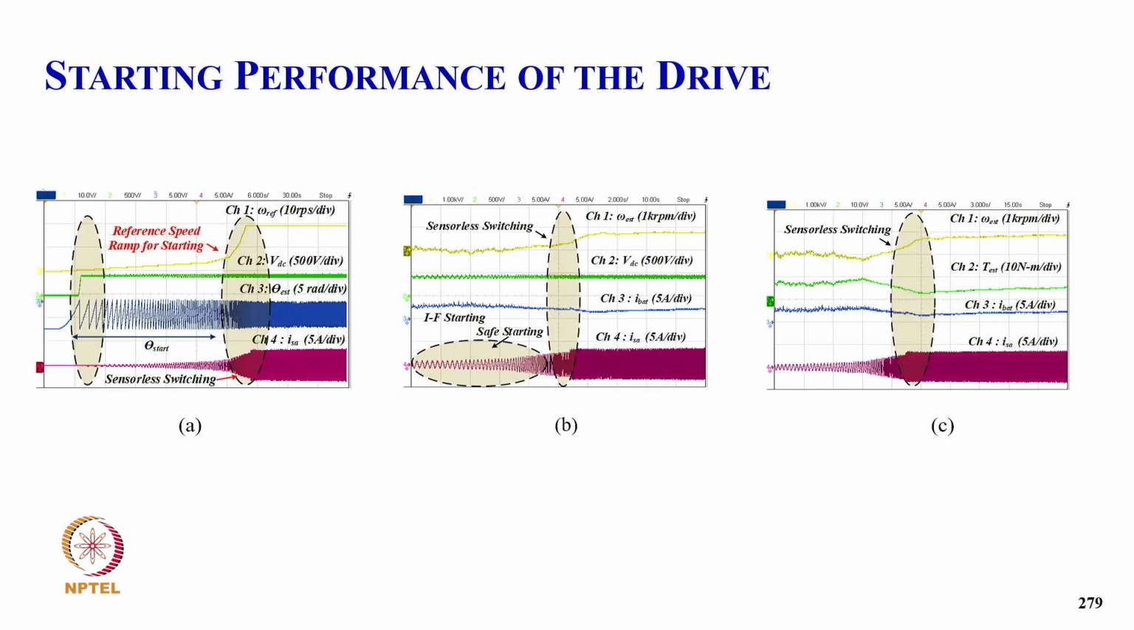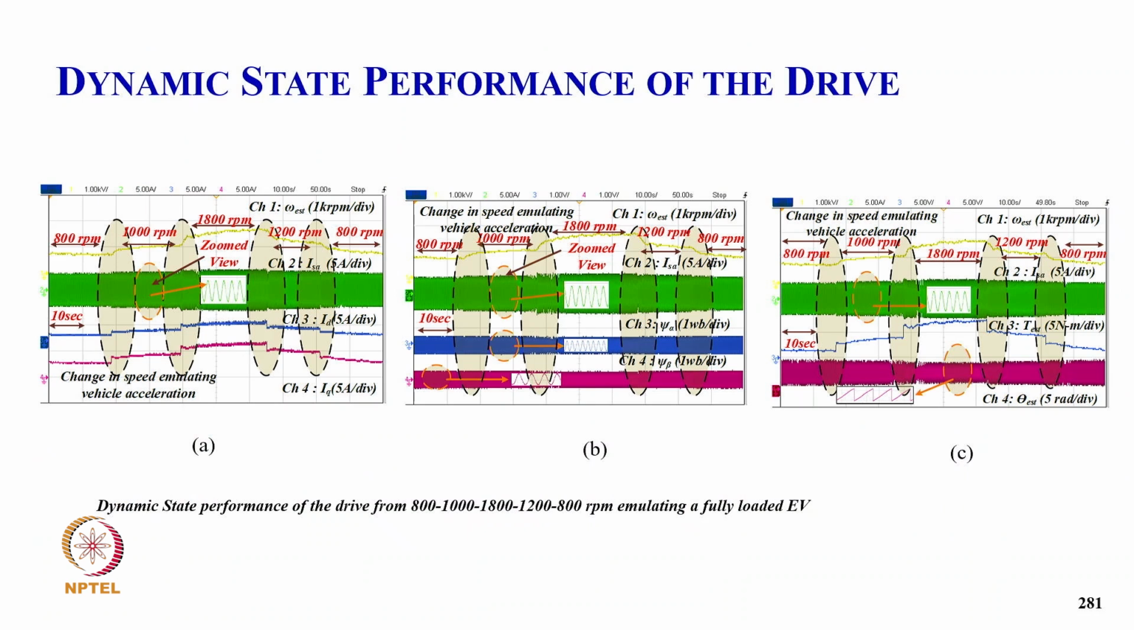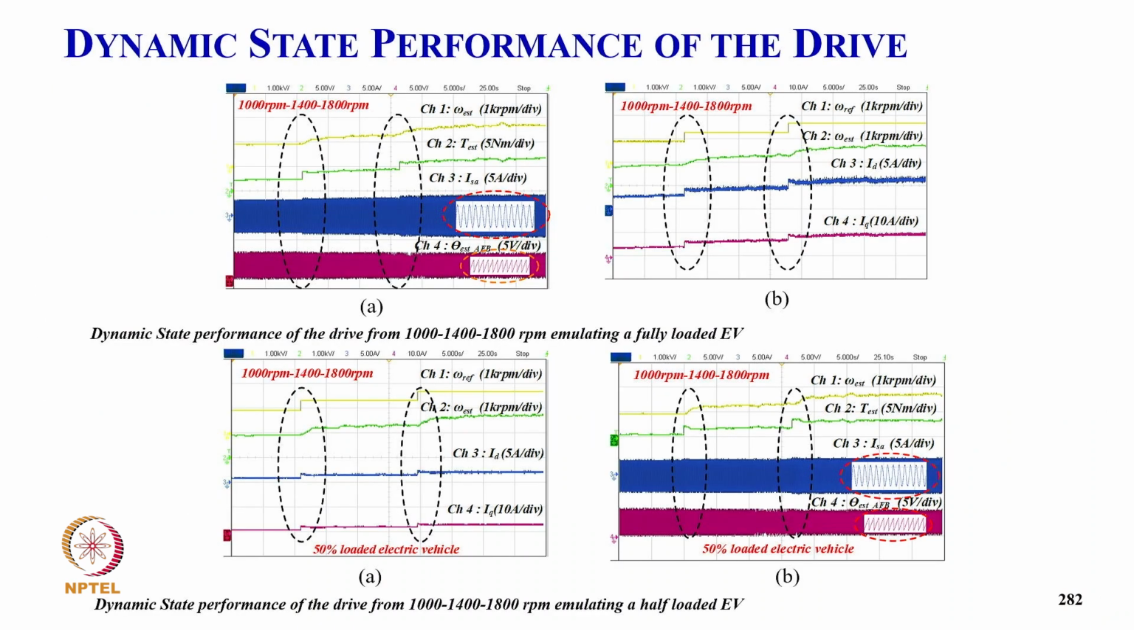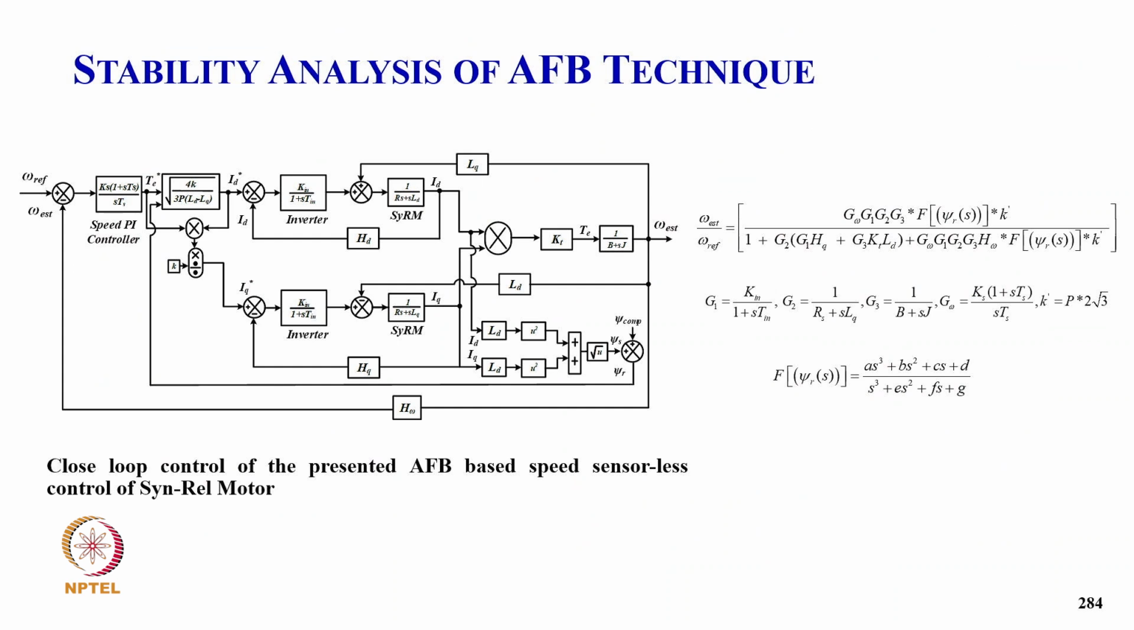And then here is starting for reference speed, then the speed change, reference speed change. So these are steady state performance corresponding to different speeds and different parameters. Then the dynamic performance from speed change from 800 to 1000, 1800 to 1200 and to 800 RPM. And the performance again for dynamics for half the load on the shaft, and then you can call it comparison of your filters technique for the estimation of position.